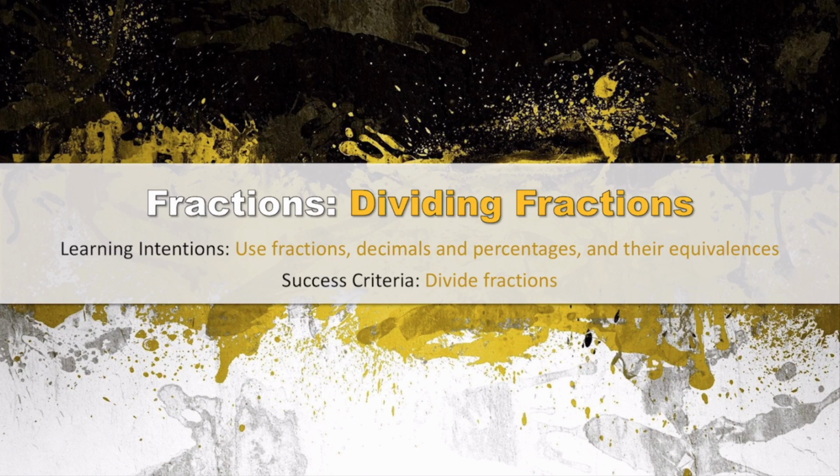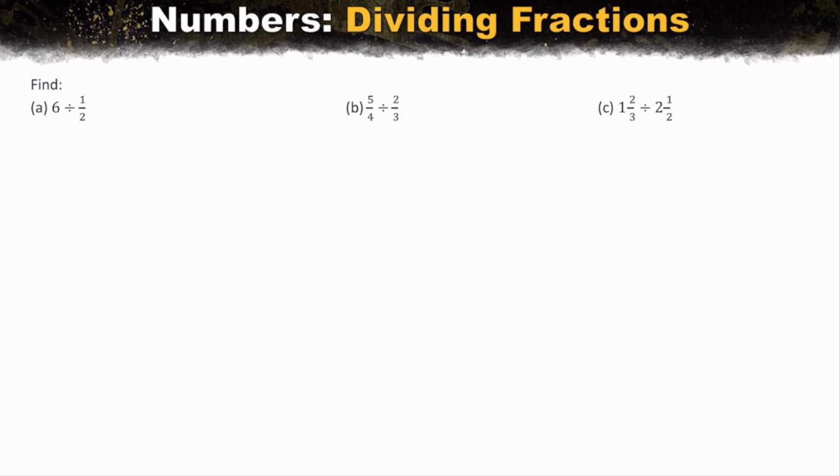So let's look at dividing fractions. The first problem we're going to look at is how we divide a whole number by a fraction. In this case, we've got 6 divided by a half. Well, the first thing I want to do is represent the whole number of 6 as an improper fraction. Now, the denominator of any whole number is always 1. So this problem is simply 6 over 1 divided by a half.